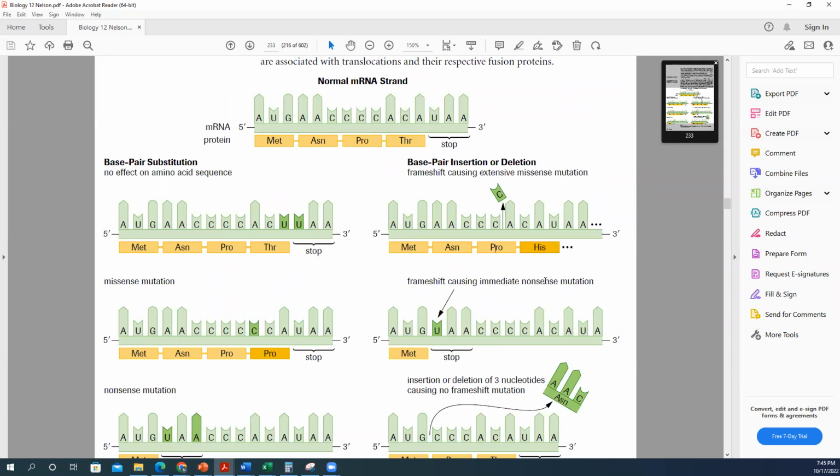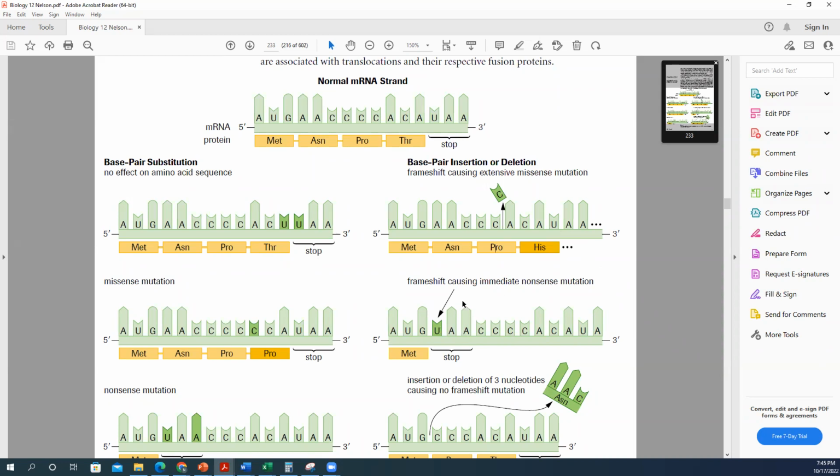Now it codes for a histidine, and then everything after that is shifted. The entire reading frame is shifted, so all the codons beyond the point where that nucleotide was affected, the whole sequence, is affected. So this is a frame shift mutation.